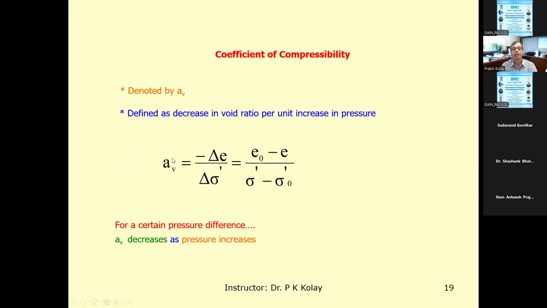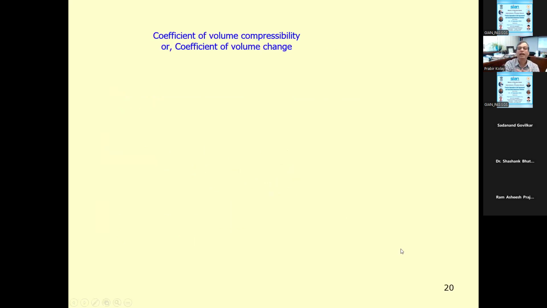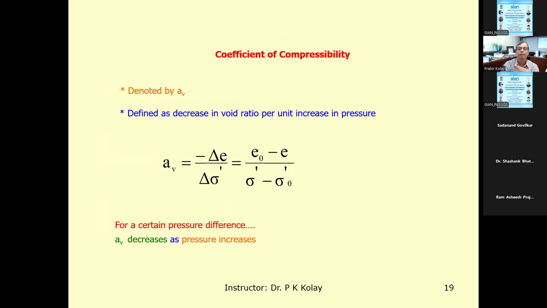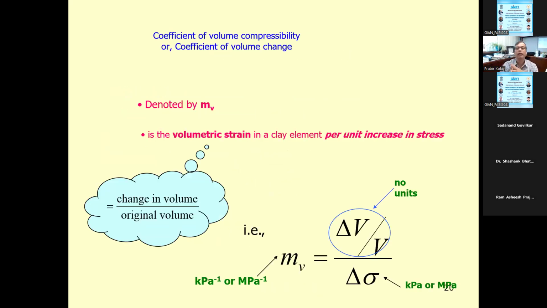So from this consolidation test, you can find out the coefficient of compressibility, that is change in the void ratio by change in the pressure. When you increase the pressure, void ratio is decreasing. That's why the change in void ratio is negative. Then the coefficient of volume compressibility is the change in volumetric strain divided by the change in the pressure. So you can calculate the volume compressibility from there.